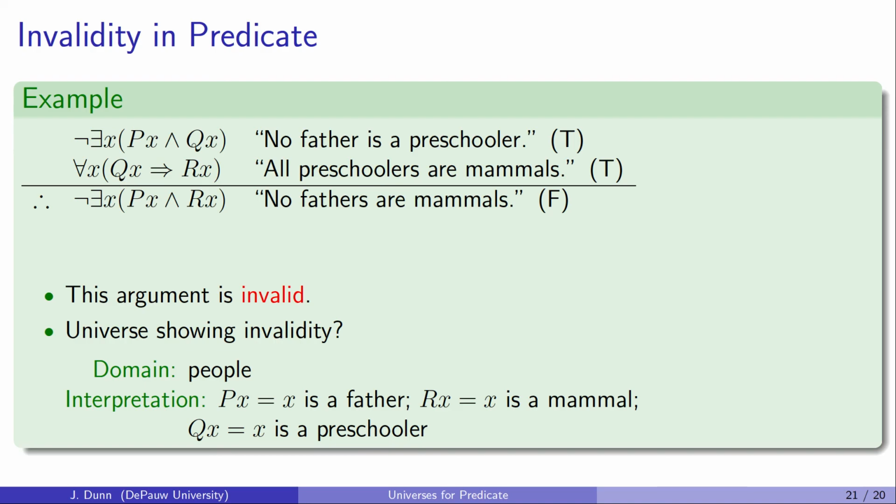All right, that's all for this video. There are some practice problems in the book that you want to run through, and also in the homework, so make sure you understand how to show that invalid predicate arguments are invalid by giving universes.